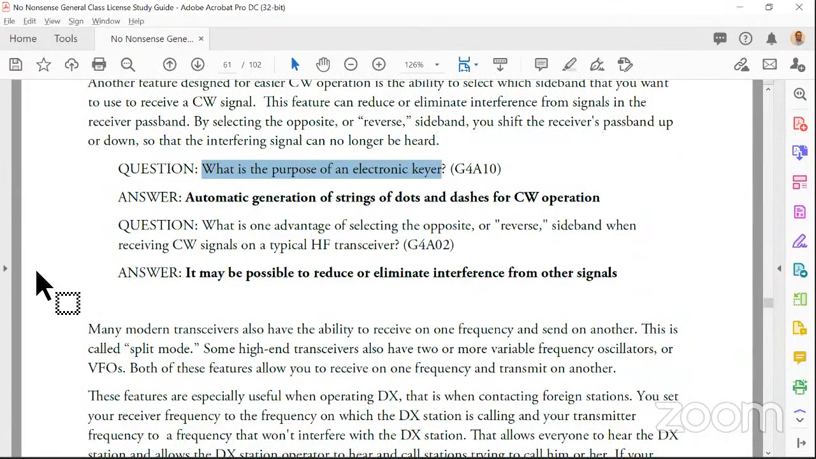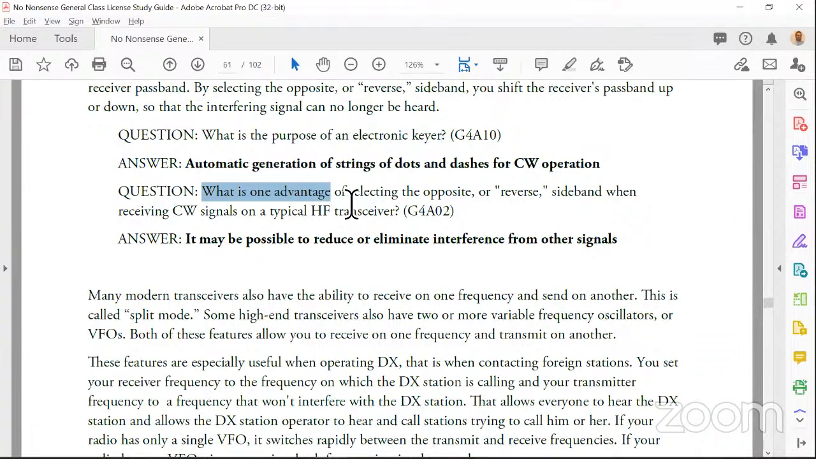What is the purpose of an electronic keyer? So remember we said we use the electronic keyer for Morse code or CW, being continuous wave. So the purpose of the electronic keyer is the automatic generation of the strings of, they say, dots and dashes. We may say dits and dahs. Strings of dots and dashes for CW operation. CW being continuous wave. And sometimes we say Morse code because they sort of go hand in hand. That's how you do Morse code, using CW, continuous wave. Next question in the question pool.